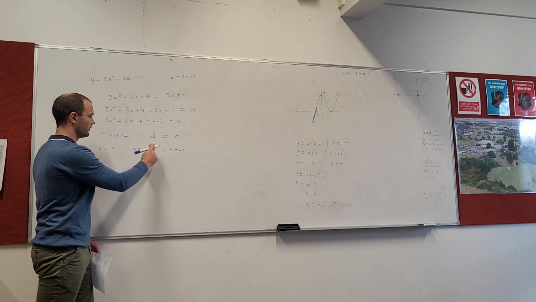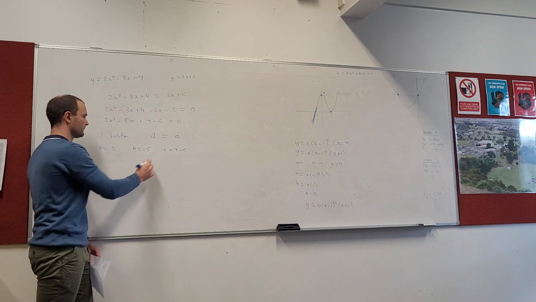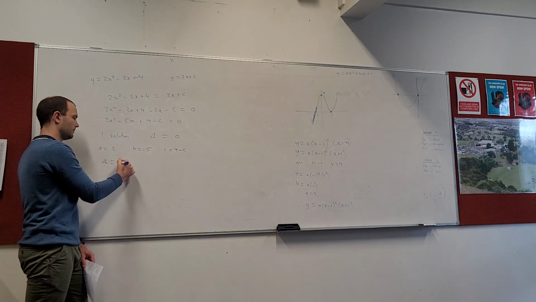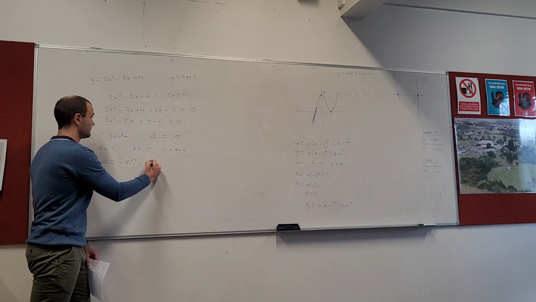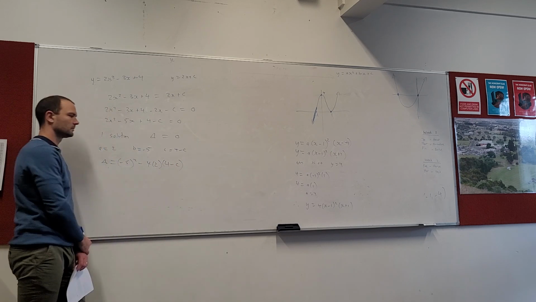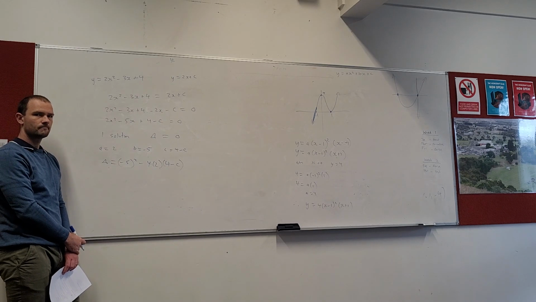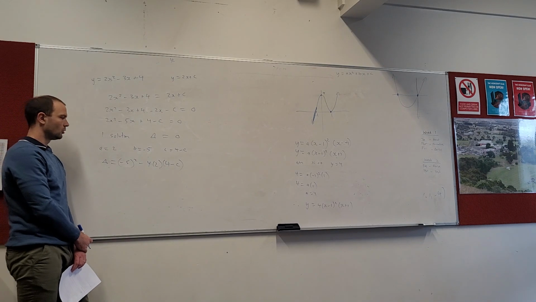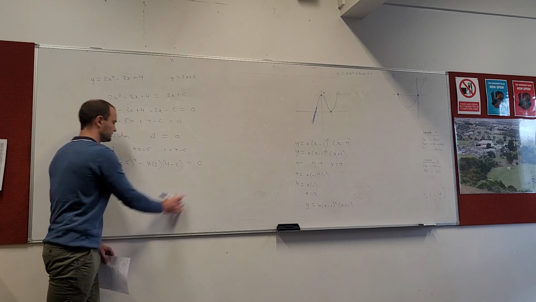Sorry, that's not very good. Minus 5. So let's calculate it. b squared, take 4ac. That's the discriminant, when it equals 0.